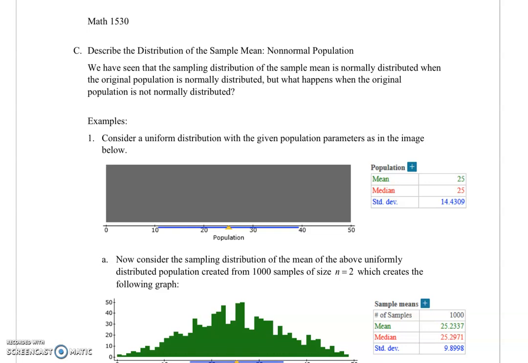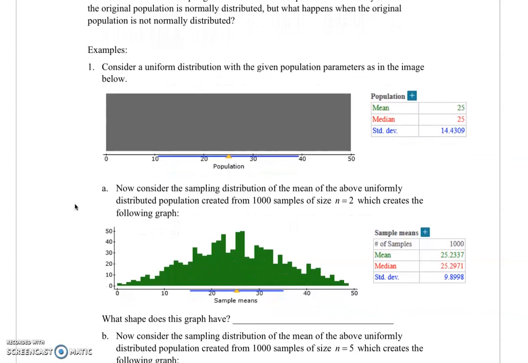Okay, we've talked about the sampling distribution when we have an underlying population that's normal. But what happens if the population is not normal? So let's look at this uniform distribution here. This distribution has a mean of 25 and a standard deviation of 14.4309.